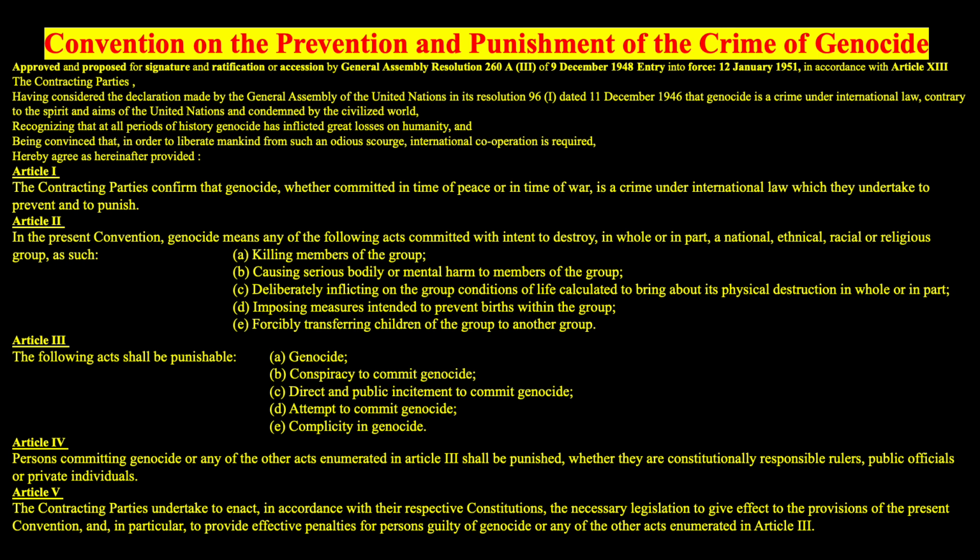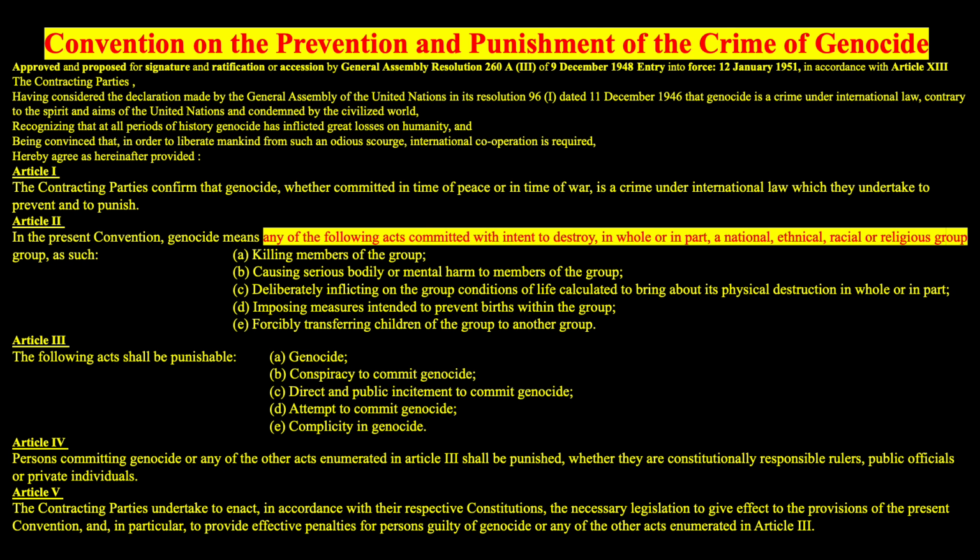The Convention on the Prevention and Punishment of the Crime of Genocide, which I mentioned earlier, is divided into 19 articles. I will be looking at the first 5, which effectively define this crime. Article 2 precisely defines this crime as meaning any of the following acts committed with intent to destroy in whole or in part a national, ethnical, racial, or religious group. These include, in declining order of severity, killing members of the group, causing serious bodily or mental harm to members of the group, deliberately inflicting on the group conditions of life calculated to bring about its physical destruction in whole or in part, imposing measures intended to prevent births within the group, and forcibly transferring children of the group to another group.